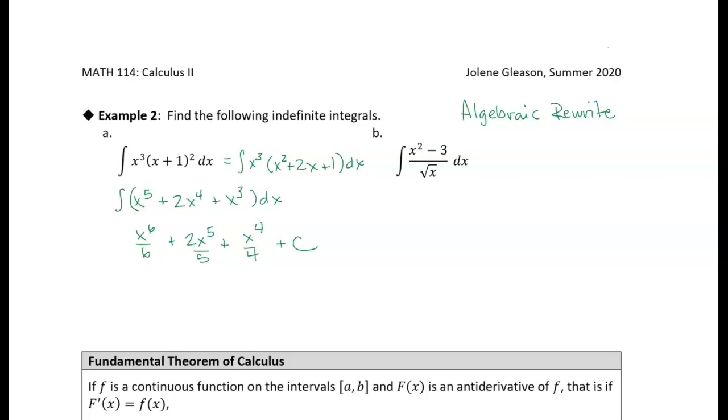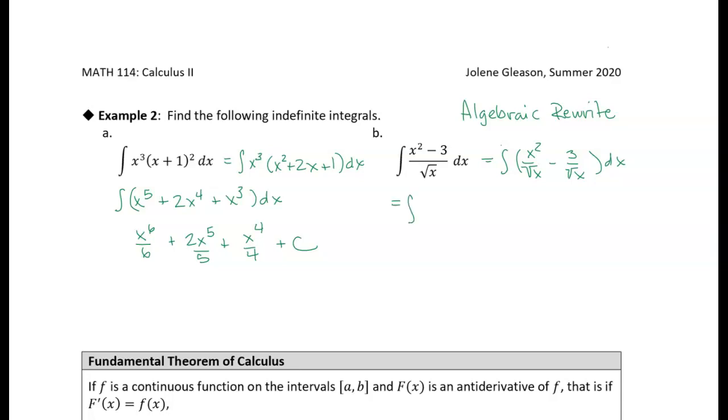All right, this is another one that looks really not very nice. But you can think of the square root of x in the denominator as being x to the 1/2. And then when we divide, I can write this as x squared over the square root of x minus 3 over the square root of x, dx. And then I have x to some power over x to some power, because I could write the square root of x as x to the 1/2.